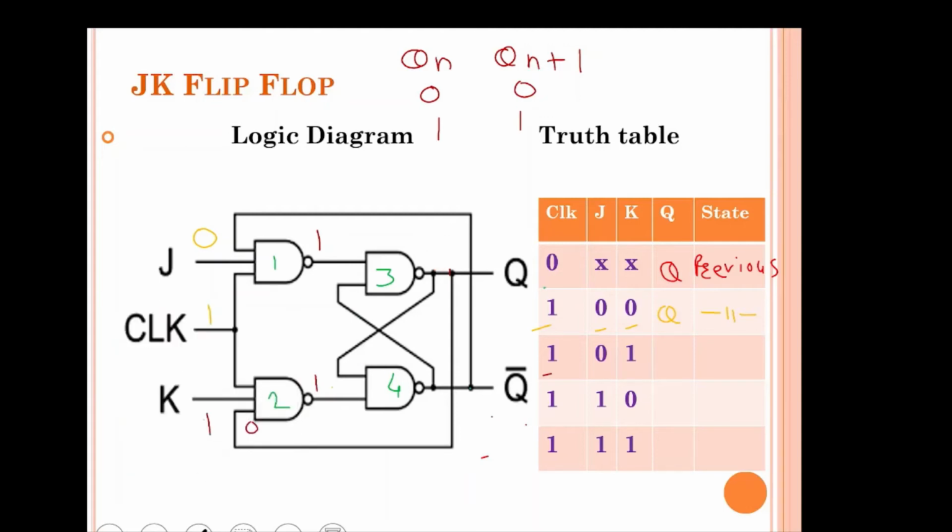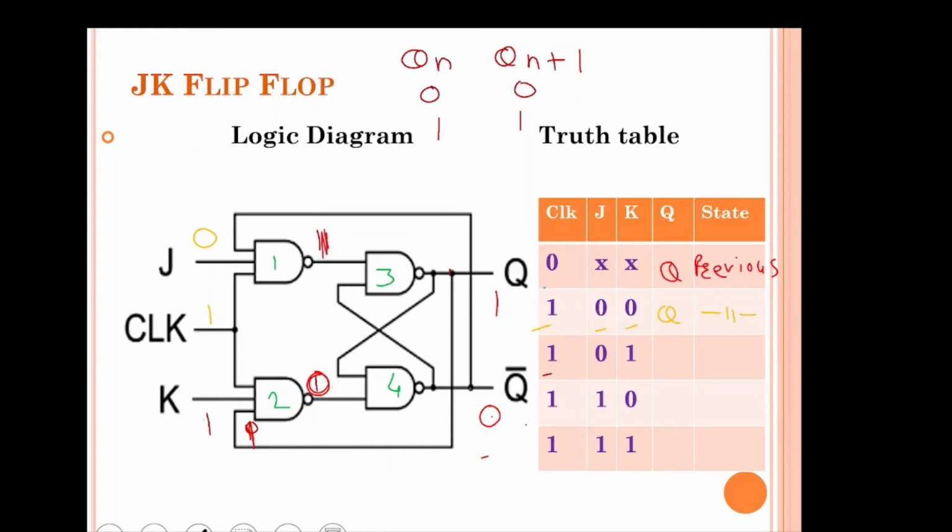So assume that the previous state is 1 0. If the previous state is 1 0, then this 1 will go here, right? So this 1 1 will become 0, and then this 0 will go here. This will remain 1 only.